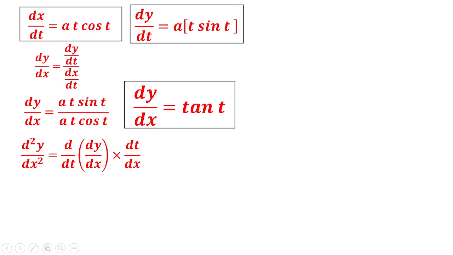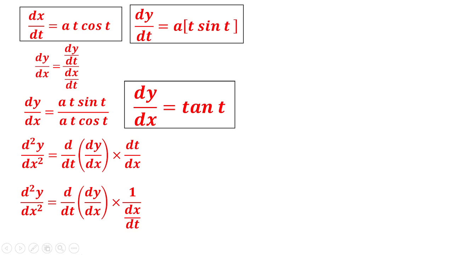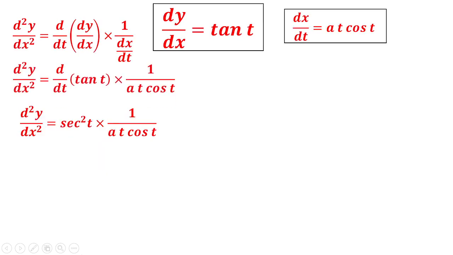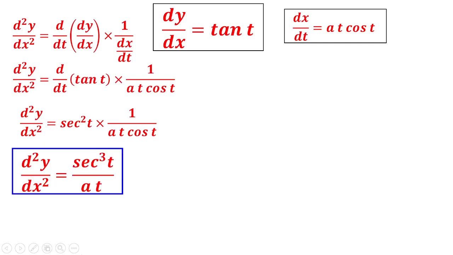What is dt by dx? It is 1 upon dx by dt. Very simple now. Substitute all of them which you are having with you. Substitute and you will get the final answer as secant cube t by 80.